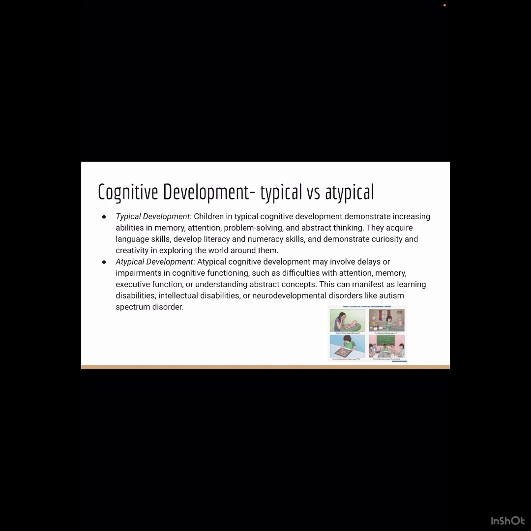So this really can manifest into learning disabilities, intellectual disabilities, or neurodevelopmental disorders like autism. And if you want to know more about these disabilities, you have to tune into my previous video chapter where I talked about competency 1.2 and the different types of disabilities under each of those categories, right?